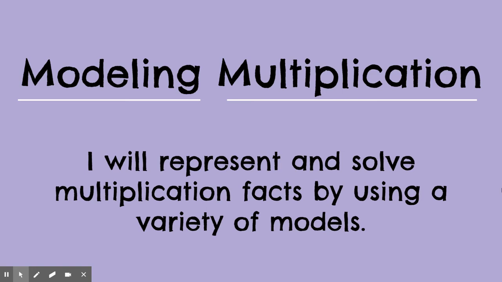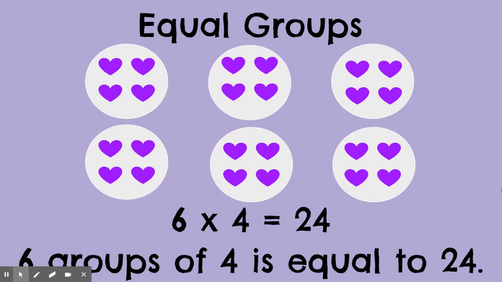Before we begin representing and solving facts, let's review some of our models. We have equal groups. So when you have a problem like 6 times 4, remember that the multiplication symbol is going to stand for groups of. So in this case, you have 6 groups of 4. So you would model it using 6 groups, and each group will have 4. So 6 groups of 4 is equal to 24.